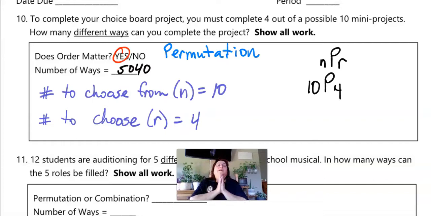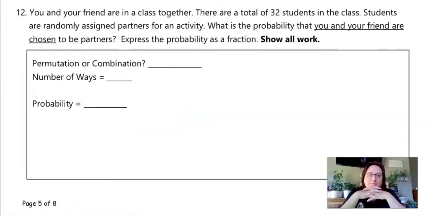So guys, this is a real life example for you. And yes, you're going to see questions like this on your SATs and your ACTs. So you want to definitely know the difference between a permutation and a combination. We've practiced some stuff with this. Now, guys, next I'm going to show you on number 12 how to actually use these permutations, or maybe it's a combination, to figure out the probability of an event. Let's go look at number 12.